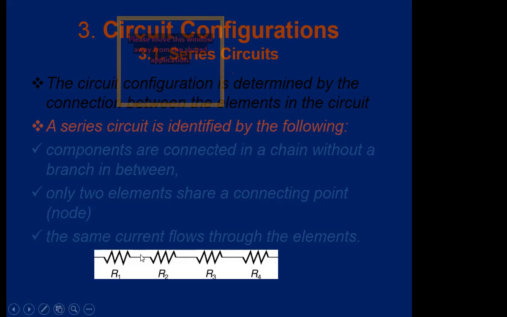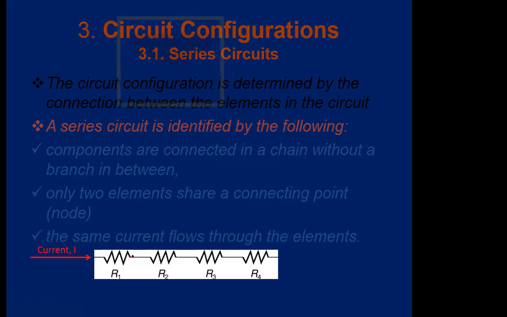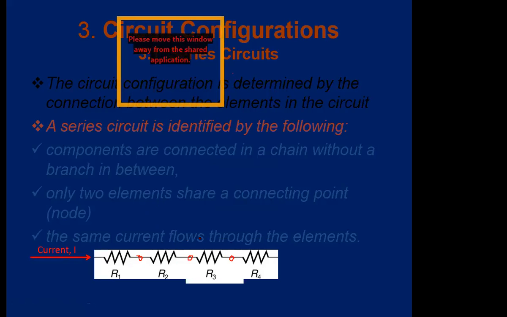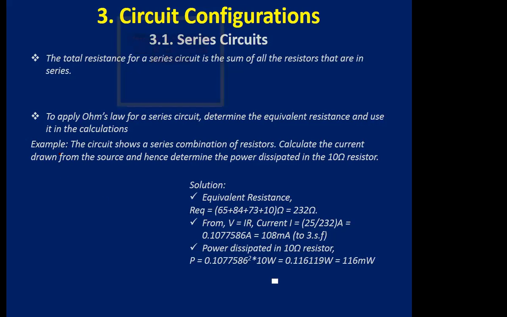You can see that these two have one connecting point, which is one node in common. These two also have one node in common. These two have one node in common. And hence we can say they are in series, and the same current flows through those components. So if you calculate the current through R1, you will know the current through the other components is still the same current since they are in series. So it is also important for you to know how to identify a series circuit.